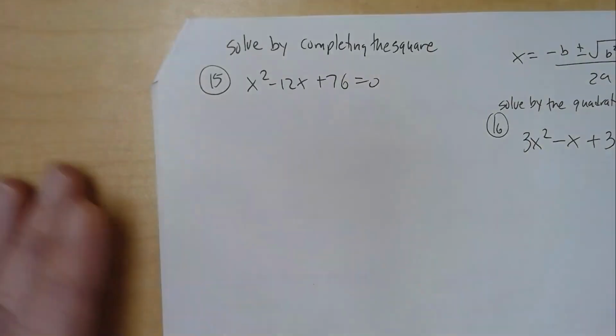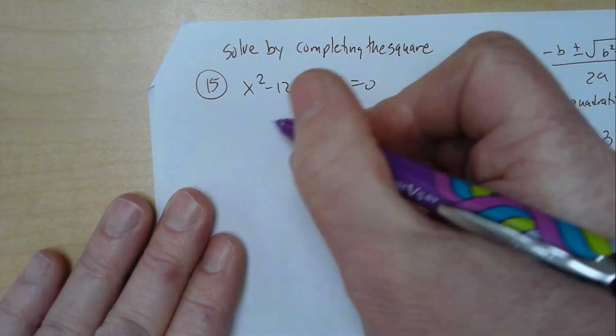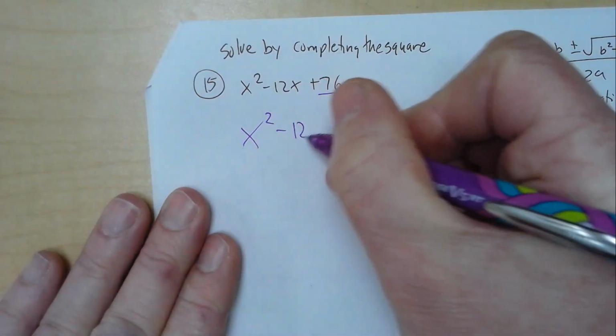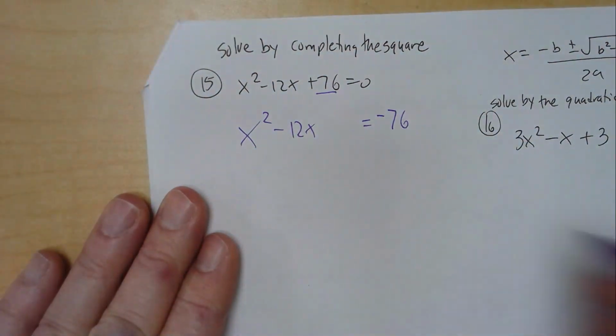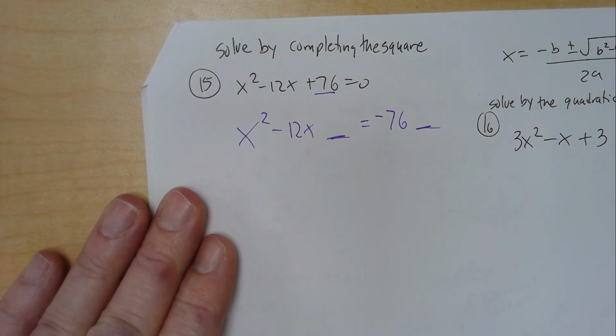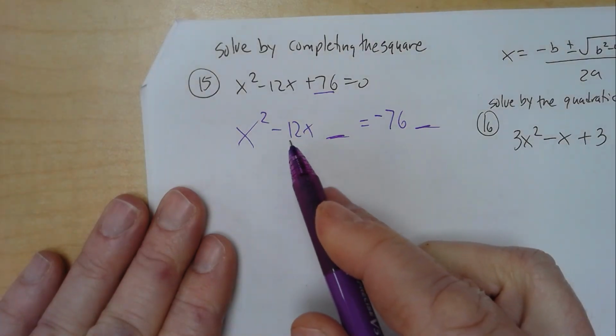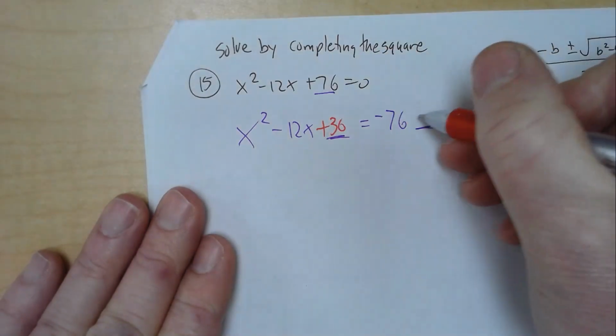Completing the square is all about prepare. You got to leave a blank space there. So x squared minus 12x, subtract over the 76. So I left a blank space. Half the middle term squared. Half of this is negative 6. When you square it, it's 36. So I'm going to add 36 to each side.